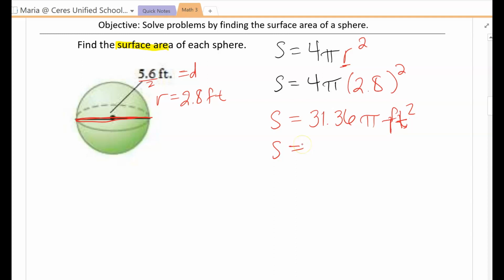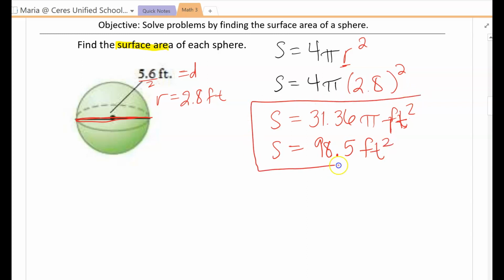So this is 31.36 times pi, and your approximate answer is going to be 98.52. It doesn't say what to round to, so let's say 98.5 feet squared. Those are your two answers, the exact answer and your approximate answer. The answer key will most likely only have the 98.5, but I always like to write my exact answer and the approximate answer anytime I have cylinders, cones, and spheres.